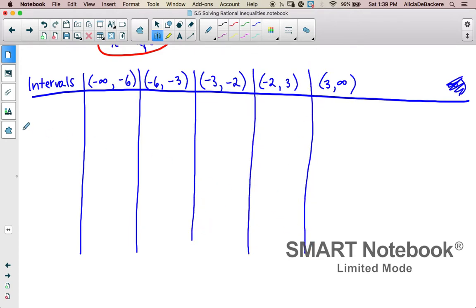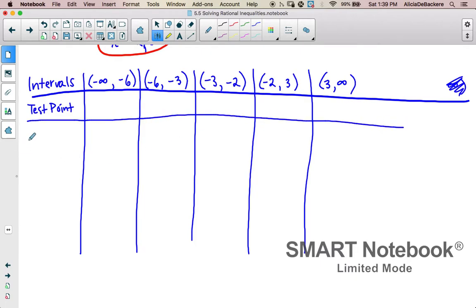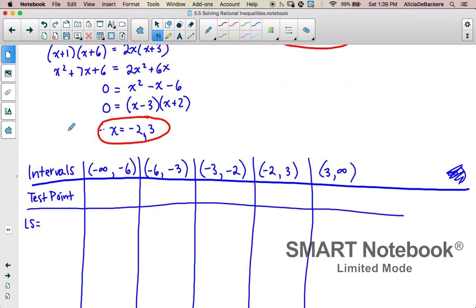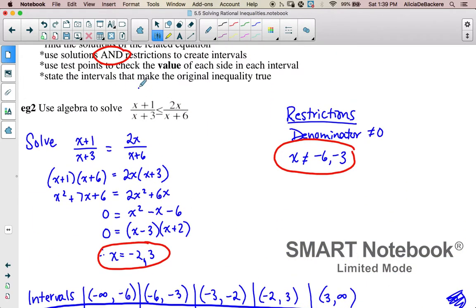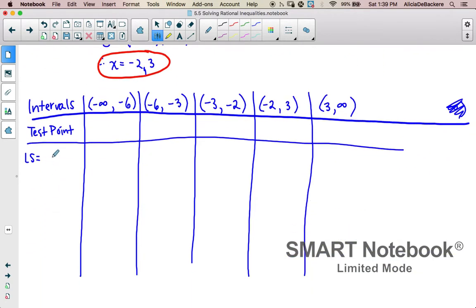This works better on lined paper. What I'm going to do for each interval is pick a test point. That means I just have to pick some number between negative infinity and -6. You can pick any number you want in that interval. And then I'm going to figure out what the left side equals. So I'm just going to remind myself up here, I had the left side and I wanted it to be less than or equal to the right side. My left side equation is x + 1 over x + 3.